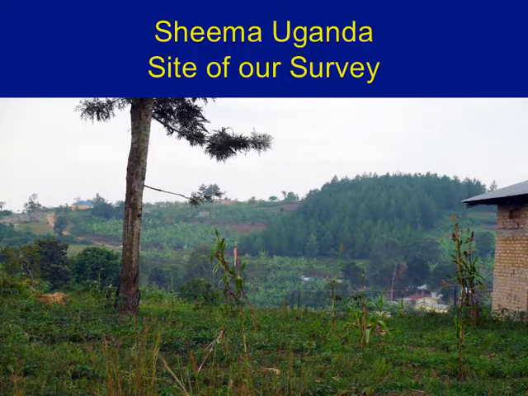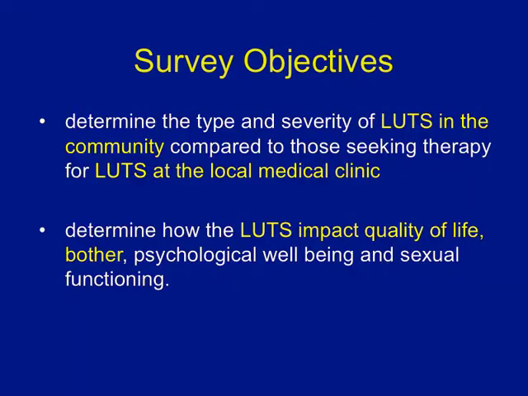And so you can see by looking at Shima, it's quite different. It's clearly a rural setting. It's really spread out. There's dirt roads, much less infrastructure. And the population primarily is a subsistence farming population.